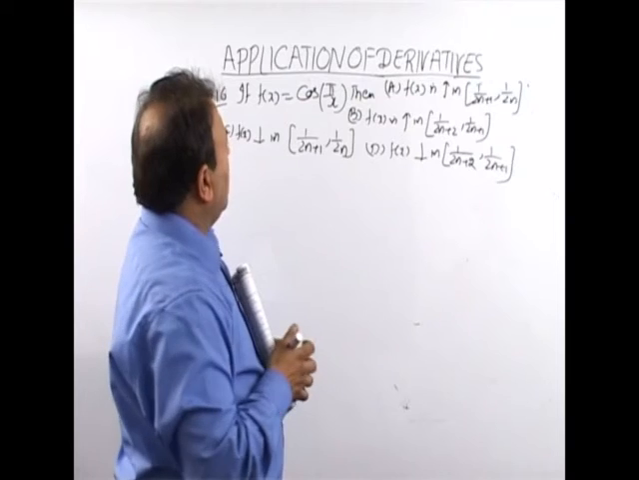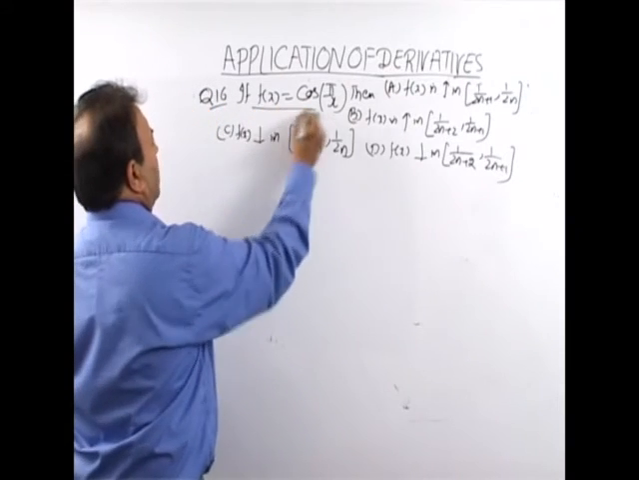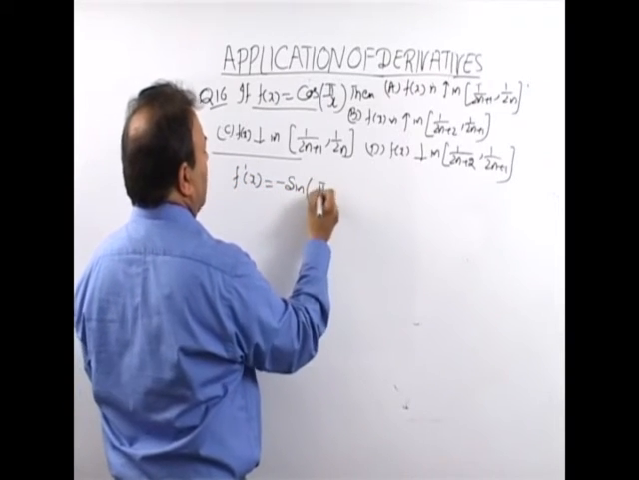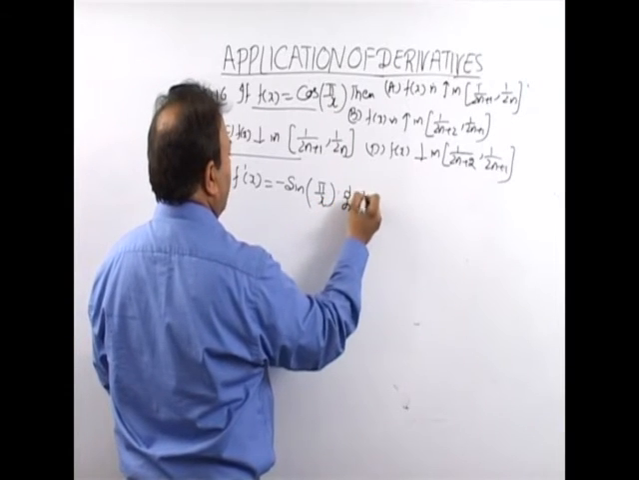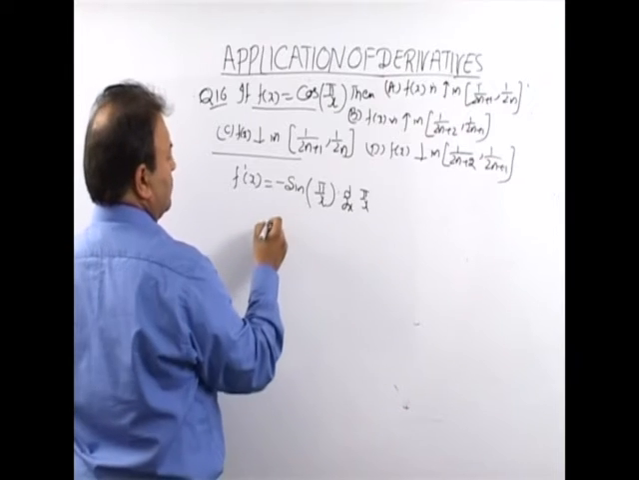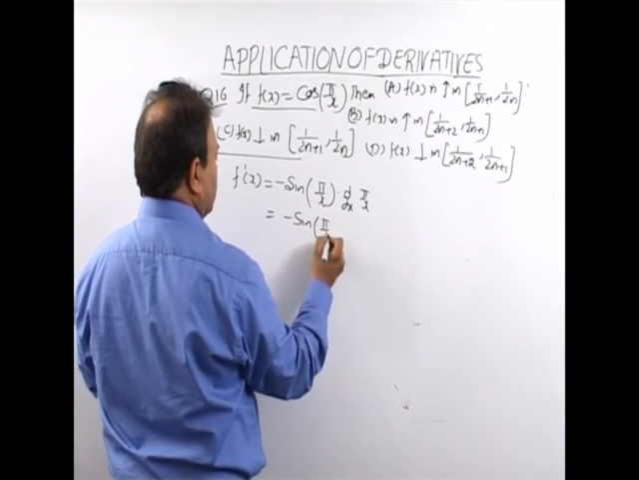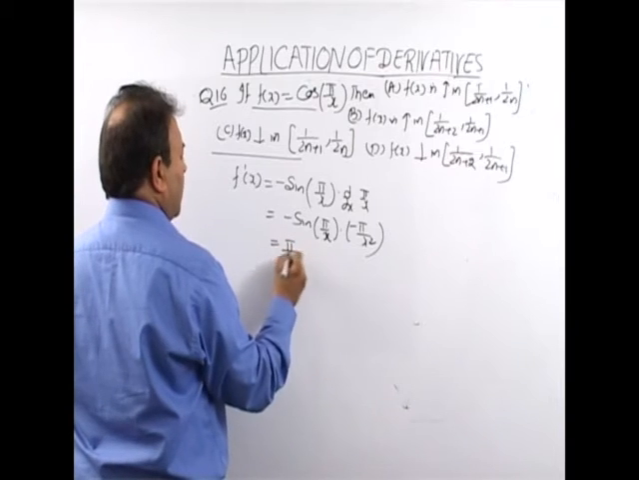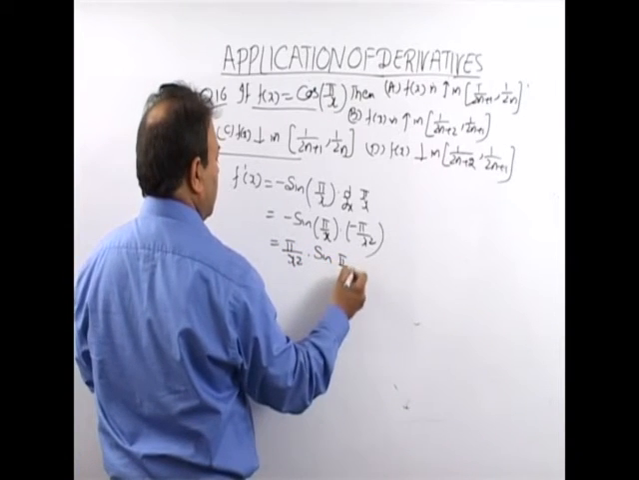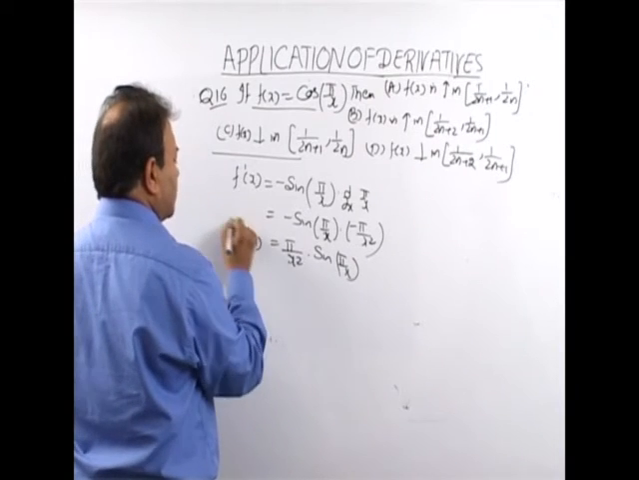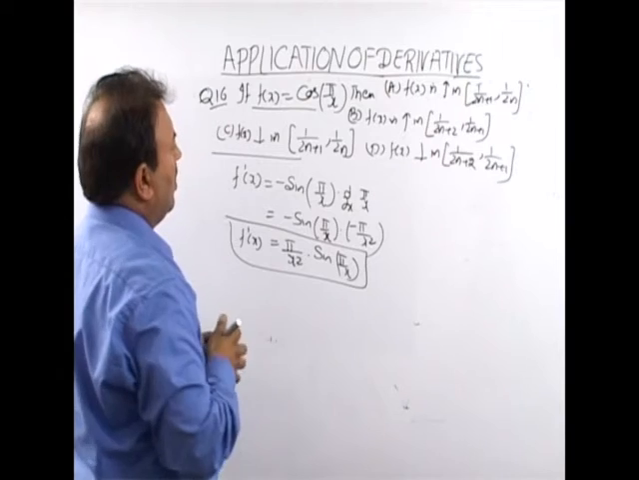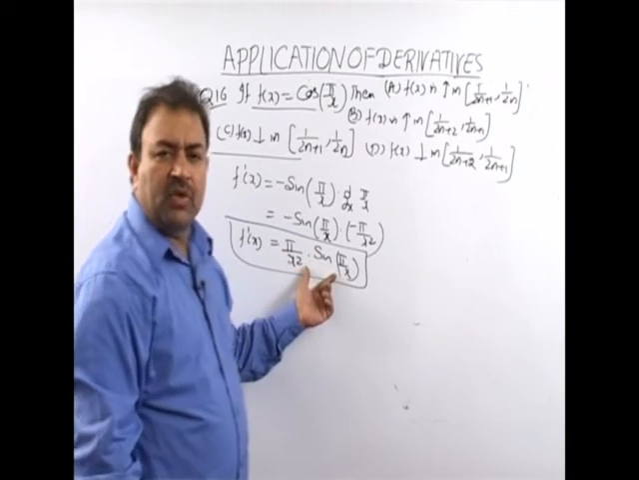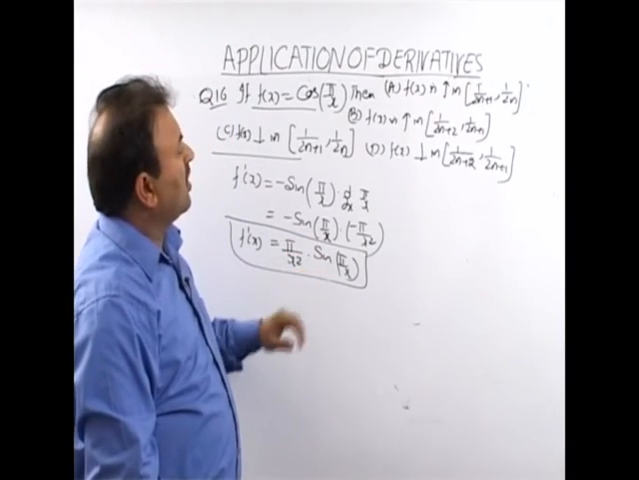Now, the question is given. What did we find first? We find out f dash x. f dash x of cos(pi/x) will be minus sin(pi/x) into d/dx of pi/x, which is minus sin(pi/x) into minus pi upon x squared. I can say pi upon x square sin(pi/x). This is our f dash x. f increases if this whole term is positive, and decreases if this whole term is negative.